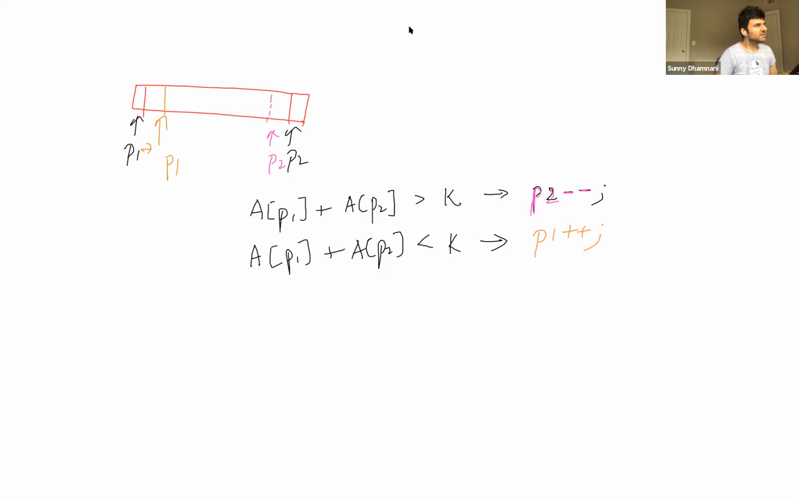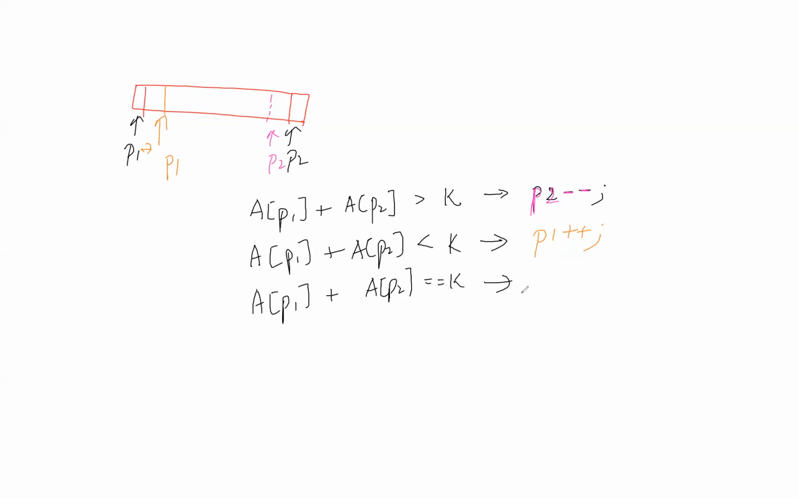And what's the third condition, and what will I do there? When it becomes equal to K, we return the two values. Yeah, we found an answer, so we just return the answer.